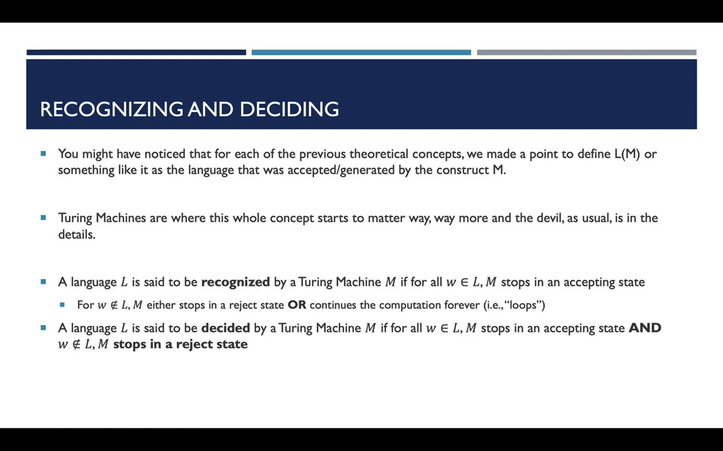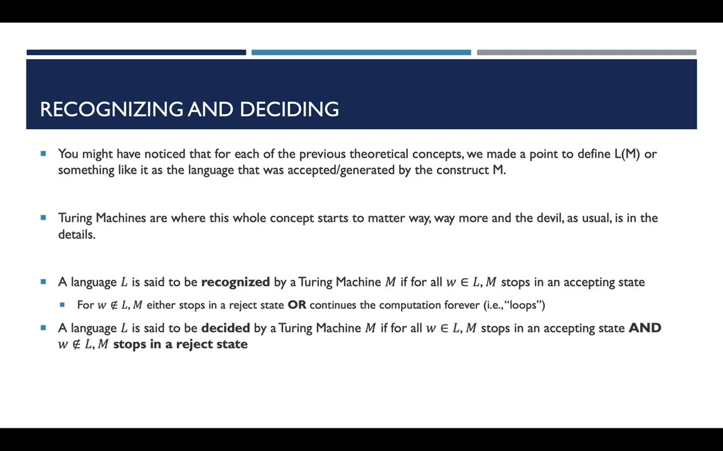On the flip side of that, a language is said to be decided by a Turing machine if the Turing machine can actually tell you not only if the string is in the language L, but also if it is not in the language L. So a Turing machine that decides a language will stop in a reject state if the string is not in the language, or it will stop in an accepting state if the string is in the language. So the key difference between recognized and decided languages is that decided languages always give you a result.